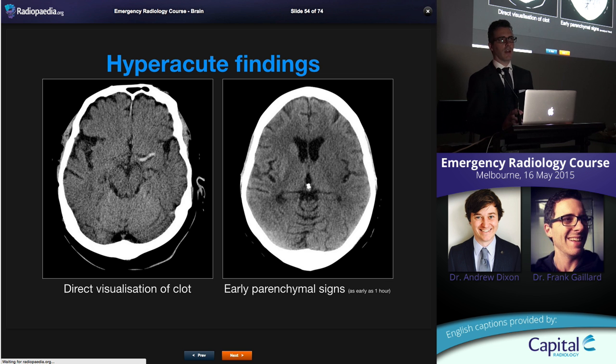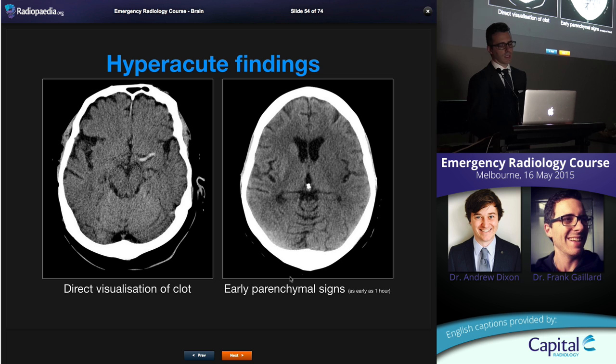So hyperacute findings, and this is hopefully what you're looking for because hopefully we're getting patients from the community into hospitals that have stroke management within minutes, ideally, under an hour, hopefully. So direct visualization of the clot will occur immediately. This is just the clot that's stopped there and you're seeing it.